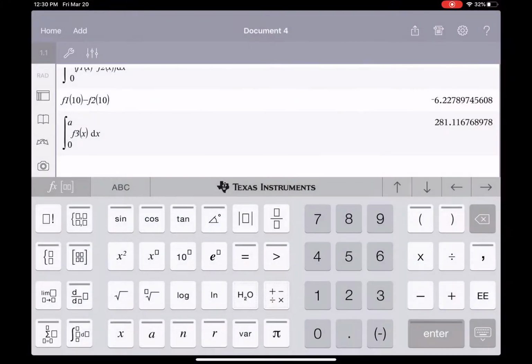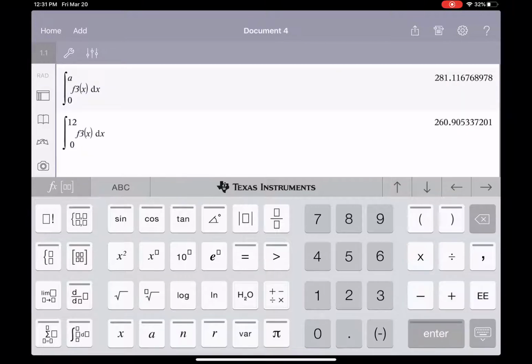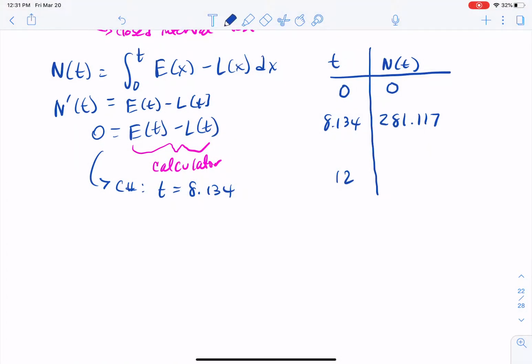So go back to the calculator one more time. I'll just copy and paste that, and then change that a up here to a 12. Approximate. We got 160.905. All right, so the winner is at our critical number.